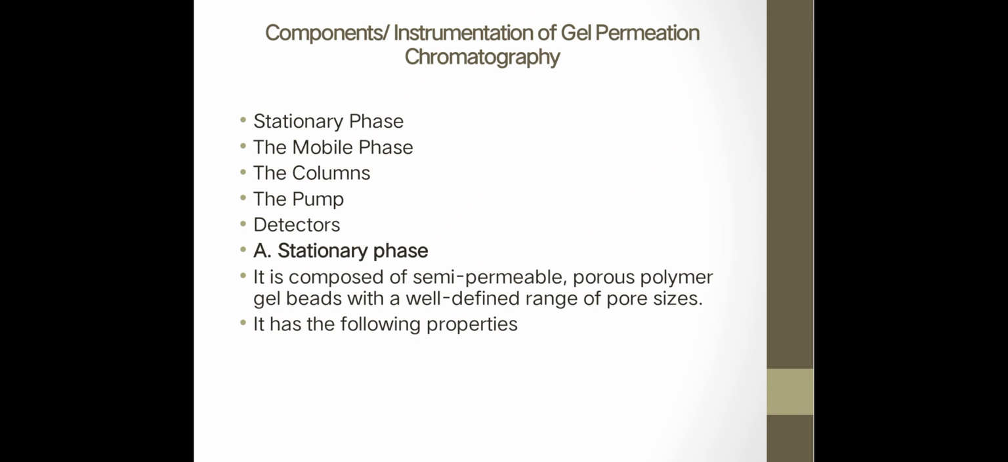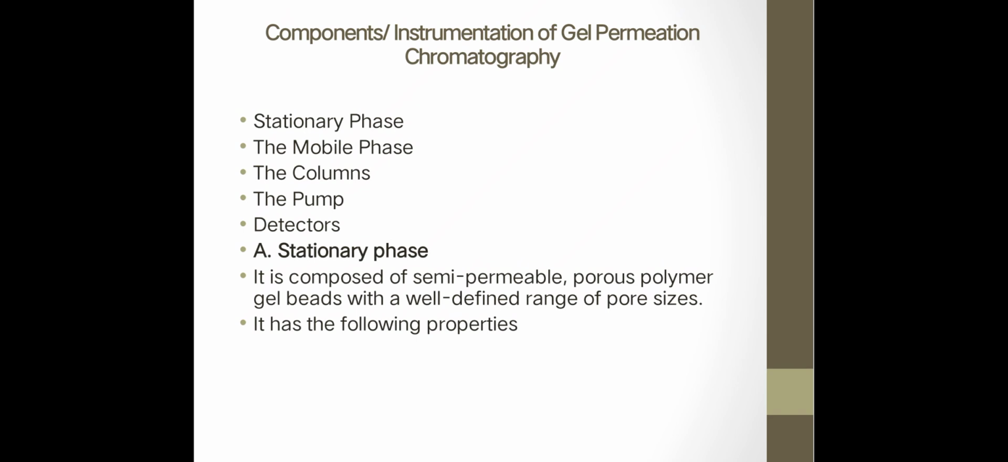First, the stationary phase. The stationary phase is composed of semi-permeable porous polymer gel beads with a well-defined range of pore sizes. We have already discussed this: the stationary phase uses a gel. Different materials of gel beads are available with definite pore sizes. Only the smaller molecules can pass through the pores, while the large molecules will be excluded.